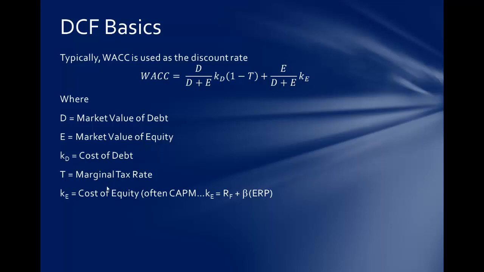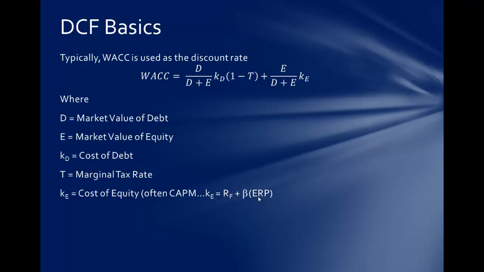And oftentimes people use the capital asset pricing model to estimate the cost of equity, and so they use the risk-free rate plus the beta of the firm times the equity risk premium, which is also the expected return on the market minus the risk-free rate.